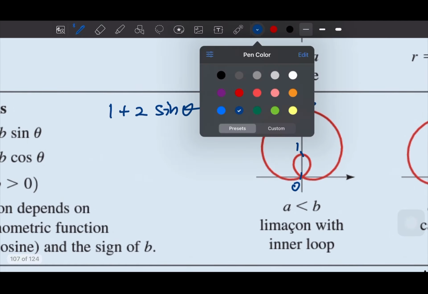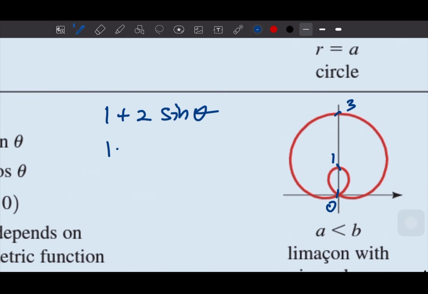If I want to make, for example, 1 minus 2 sine, how will the graph look like? Now it's minus. How should the graph look like? Anyone want to raise your hand? How should the graph be? If this is 1 plus 2 sine, how about this 1 minus 2 sine?